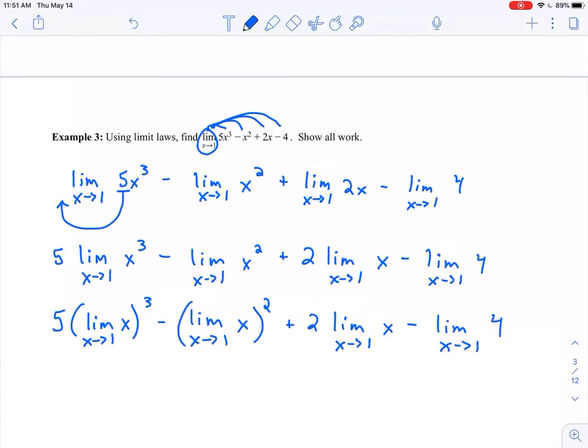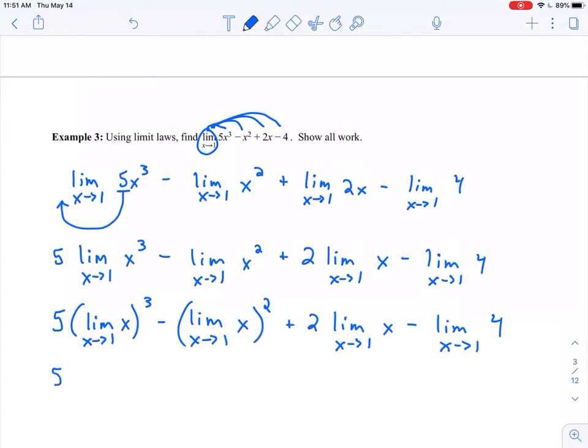And now we're finally in a position where we can say, okay, this x, that's a linear function. This x, that's a linear function. This x here is a linear function. The 4 over here is a linear function. You might classify it separately as a constant function, but in either case, we know how to deal with this. So we can just go ahead and take 1 and plug it in for x in each one of these cases.